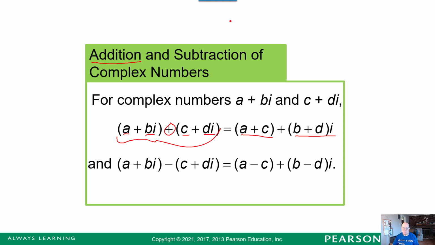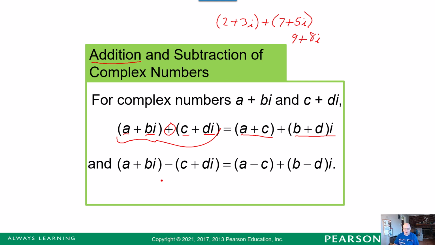So for example, if we have 2 plus 3i, and we're adding 7 plus 5i, what do we get? Well, the 2 and the 7 are real, we'll add those. So we get 9, and the 3i and the 5i. Just like with x's, you would get 8x, but this is just 8i. It works the same way. That's handy.